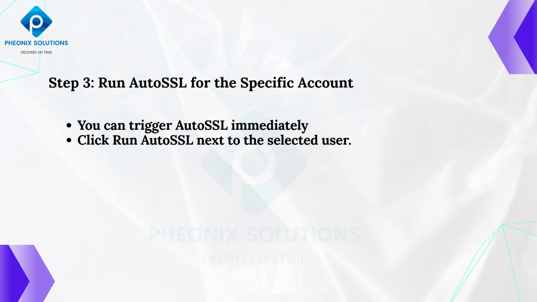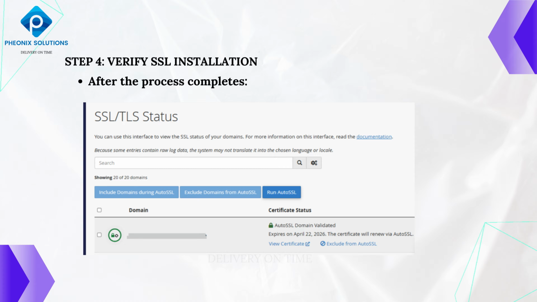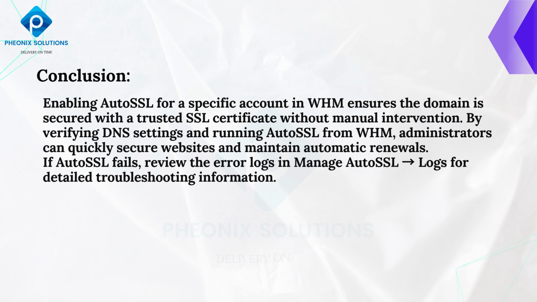Step 3. Run Auto SSL for the specific account. You can trigger Auto SSL immediately. Click Run Auto SSL next to the selected user. Step 4. Verify SSL installation. After the process completes.